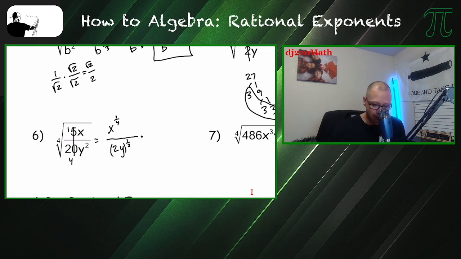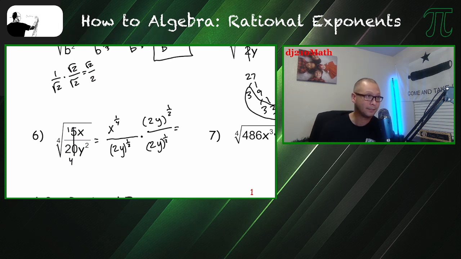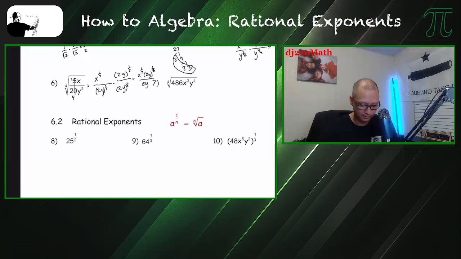It's a little bit better, right? The number's a little bit cleaner, I guess. But there was nothing wrong with doing it the way we were going to do it originally. So I'm going to multiply by 2y to the 1/2, top and bottom. So our final answer is going to be x to the 1/4 times 2y to the 1/2 over 2y. That one's fun.